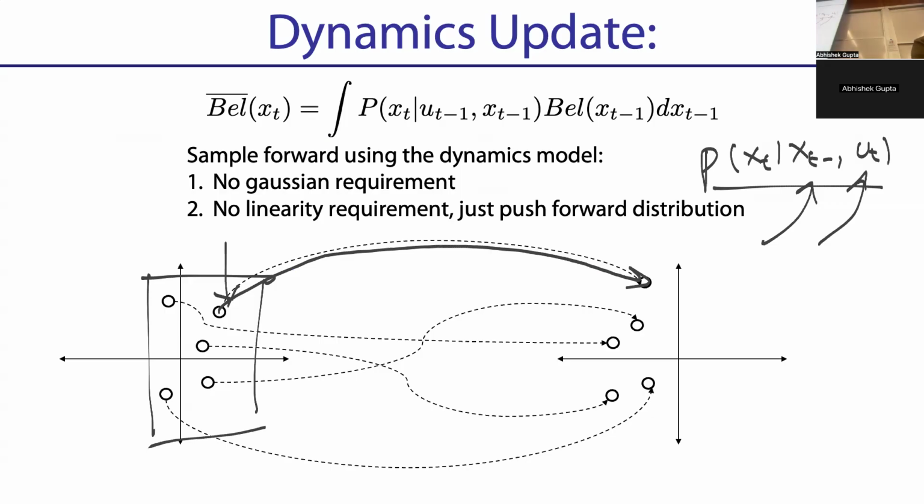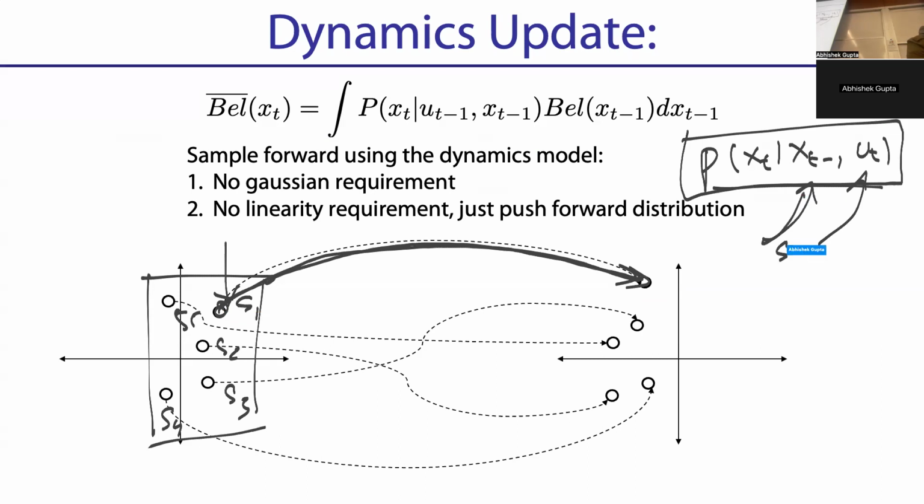So imagine this was S1, S2, S3, S4, S5. Take S1, put it into your dynamics model, and draw a sample from it. Remember, it's a probability distribution. So you stick in S1 over here, and you stick in the actual action that you took, let's call it U. I'm just going to draw a sample from this distribution, let me call it S1 prime. I'm just going to push this forward, and it gives me a state at the next time.